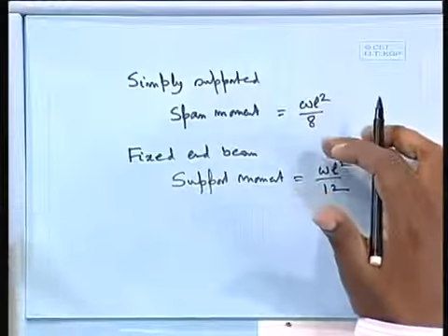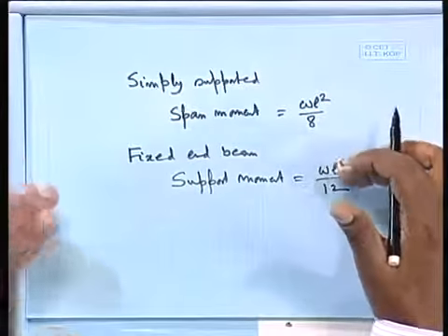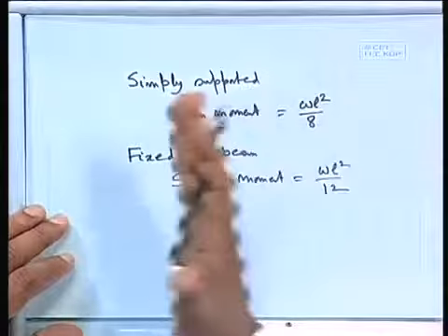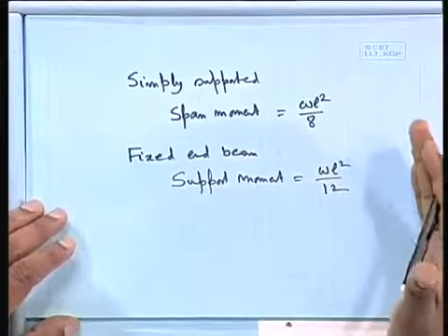WL square by 8 in one end, that is in the higher side, whereas WL square by 12, that one you are getting, that is the other side of the value. Even you can get WL square by 24 also, like that.